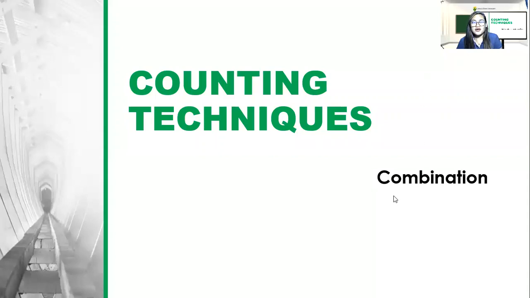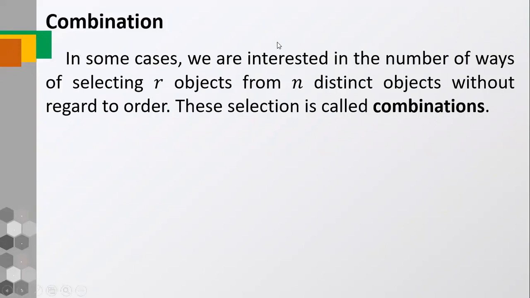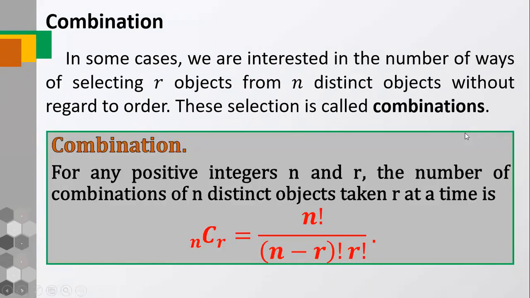Last topic for counting techniques, which is the combination. In some cases, we are interested in the number of ways of selecting r objects from n distinct objects without regard to order. This selection is called combinations. For any positive integers n and r, the number of combinations of n distinct objects taken r at a time is given by this equation.